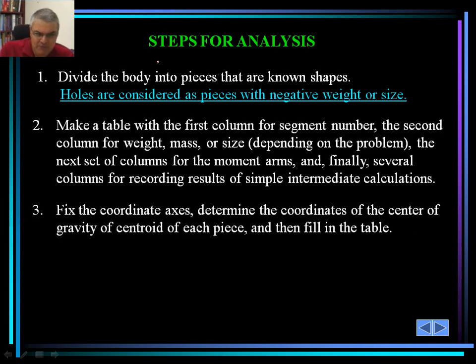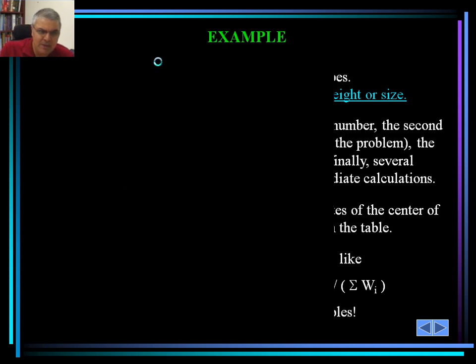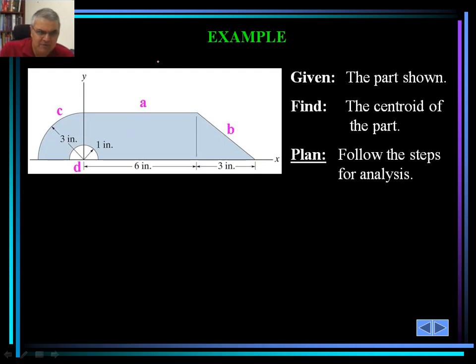And then we would fix the coordinate axes. We would determine the coordinates of the center of gravity or centroid of each piece, and then we would fill in the table, and sum the columns to get x bar, y bar, z bar. We'd use the formulas that I just introduced, and then we would actually find the location of the centroid, center of gravity, or center of mass.